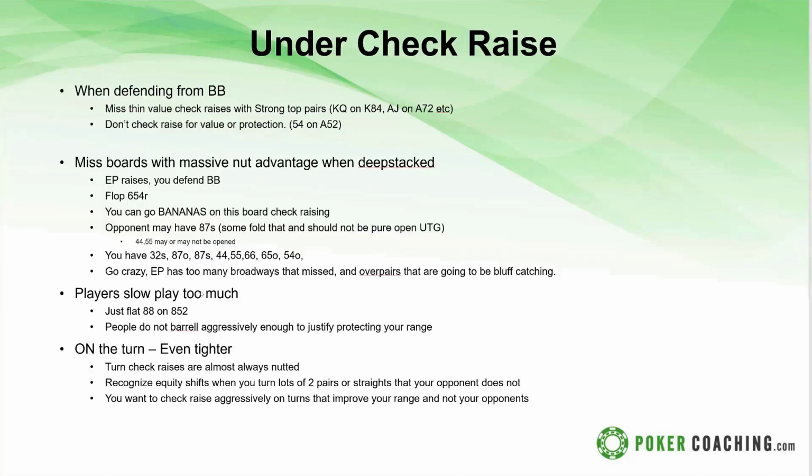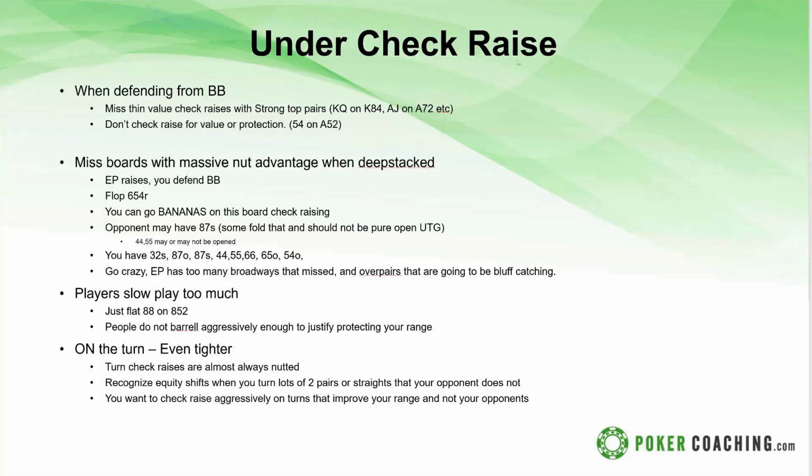Players slow play too much. This is something I see a lot. They just flat with like 8s on 8-5 deuce. People do not barrel aggressively enough to justify protecting your range on the flop. So because people don't barrel aggressively enough, you should just check raise your really strong hands on the flop and try to get money in, because it's a disaster when you have 8s and the guy has pocket 10s and then an ace rolls off on the turn. Or he has pocket kings and an ace rolls off. You're just giving up so much value by not trying to pile in a lot of money on the flop against people that don't barrel aggressively enough.